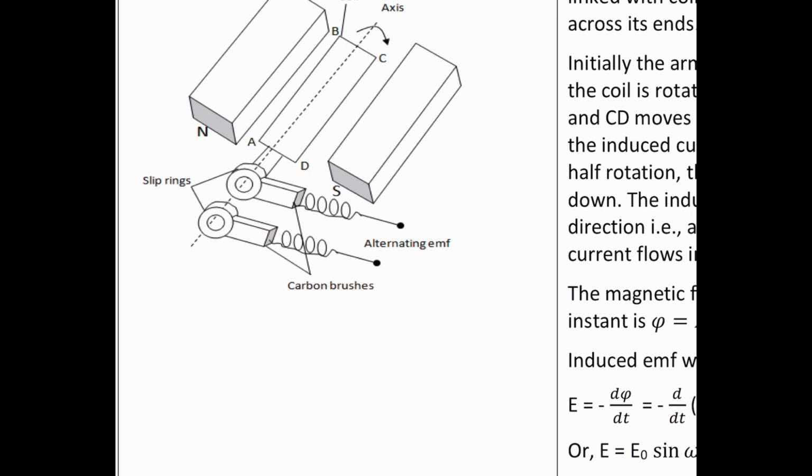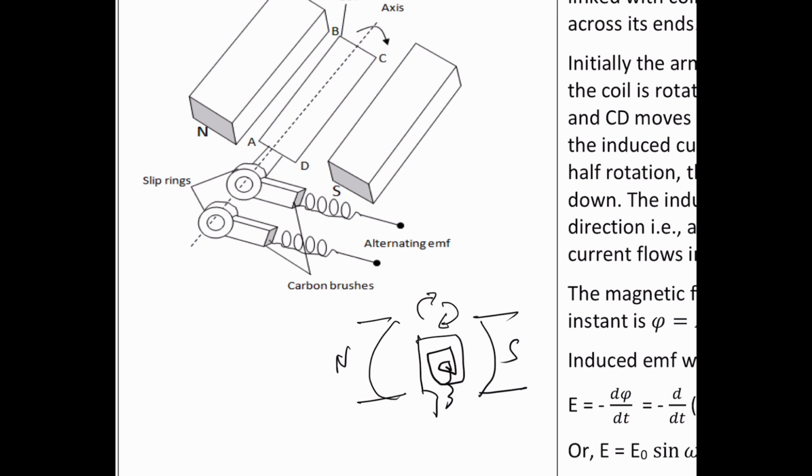If you rotate a closed coil between the north-south poles, a 360 degree rotation of this coil will make the coil appear parallel to the magnetic lines of force twice, correct? Because the magnetic lines of force from the north pole are radial in nature. So twice it will be parallel to the external magnetic field, and twice it will be perpendicular to the magnetic lines of force.